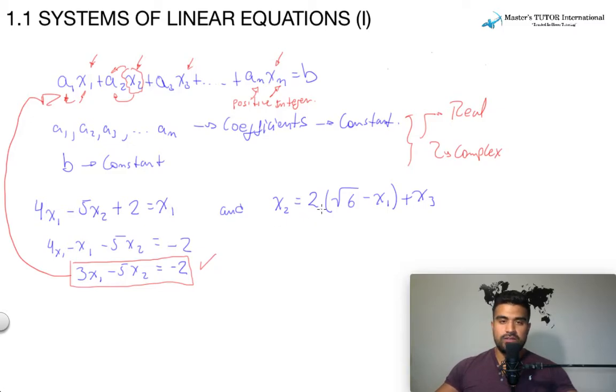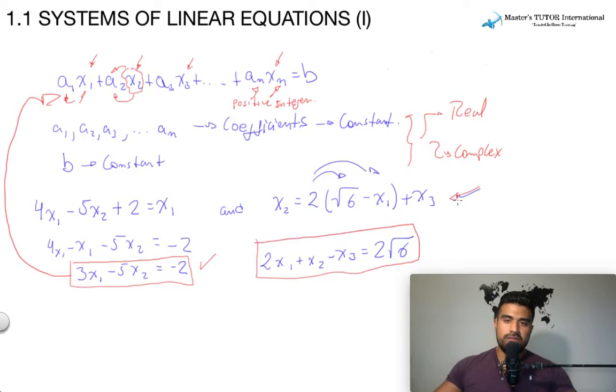The second equation, we can also rearrange by multiplying each term inside the parentheses. So at the end, we will have something like this: 2x1 plus x2 minus x3 equals 2 root square of 6. This is the end expression of this equation. As you can see, this equation was written in the form the general linear equation should be. So in this case, we also say, oh, this is also a linear equation, because we could manage to write it in this way.